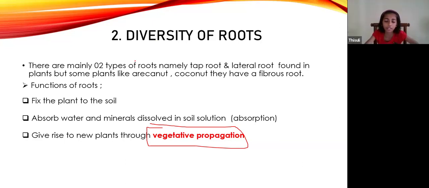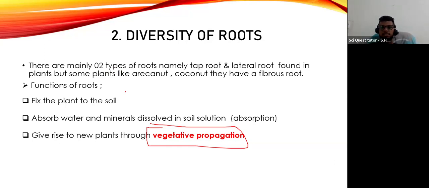Vegetative propagation means producing new plants. Good. So producing new plants from stems and roots. Very good. That's a very good explanative answer. So that is the first question. Now question number 2.